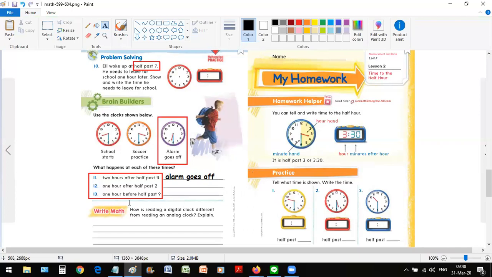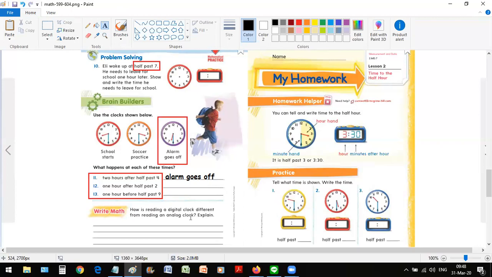Right. And here, read the question. How is reading a digital clock different from reading an analog clock? I think you can explain that. A digital clock shows numbers, number digits, while an analog clock uses hands, minute hand and hour hand, to show the time, okay?